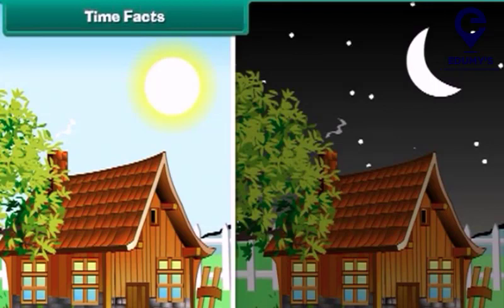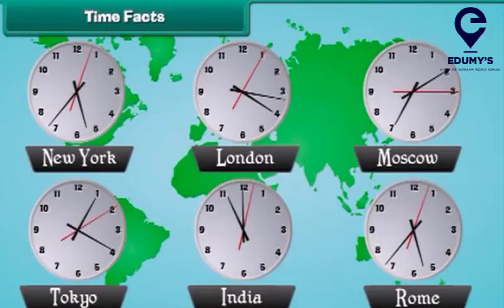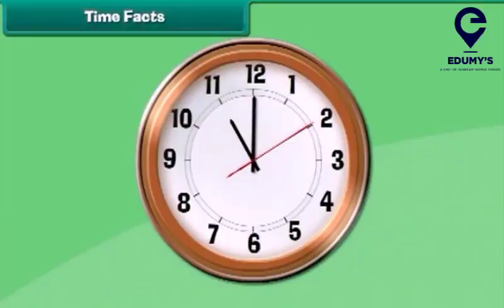As we just saw, at some places it is daytime and at others it may be night. Time changes when we move across the world. A clock is used to read time. As you see, a clock has three hands. The short hand tells about the hour, the long hand tells about minutes, and this thin hand tells about seconds.